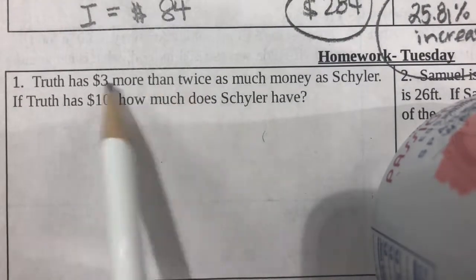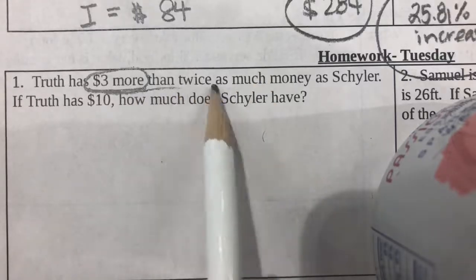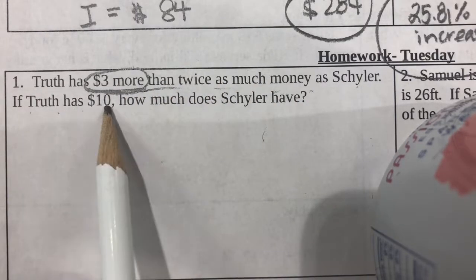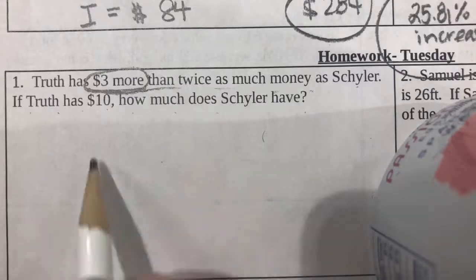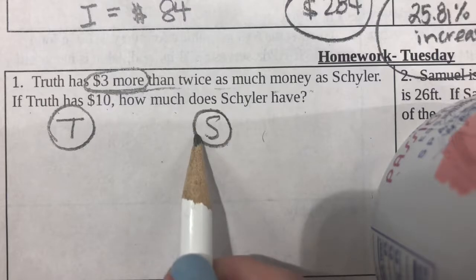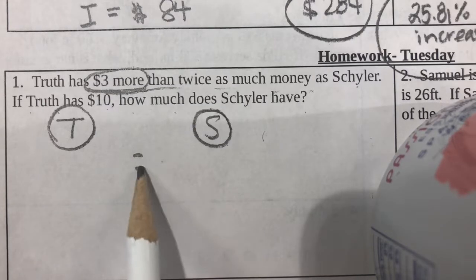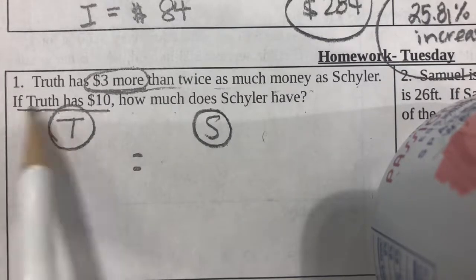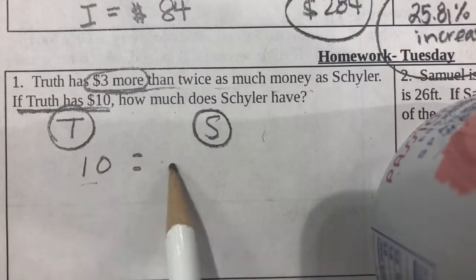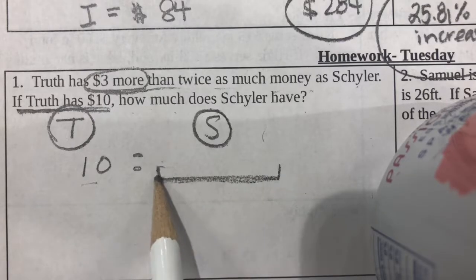Truth has $3 more than twice as much money as Skylar. If Truth has $10, how much does Skylar have? So I'm comparing two things: the money that Truth has and the money that Skylar has. I'm going to make these two things equal to one another. I'm going to write an equation. So I already know Truth has $10. That is a fact that I know. I'm looking to see what is the amount that Skylar has.